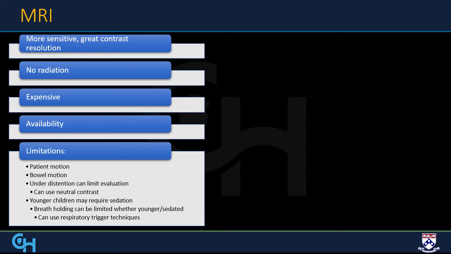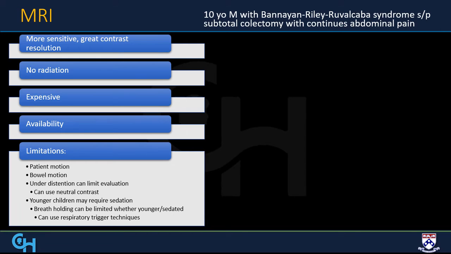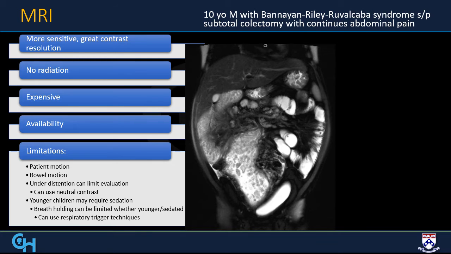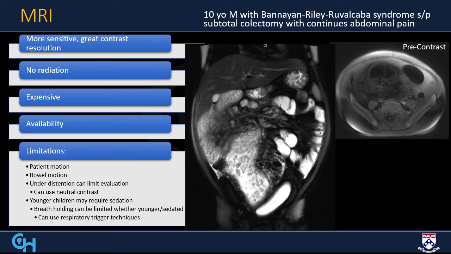Something to counteract that would be some respiratory triggers. So we're going to go back to that fluoroscopic image that we showed of the 10-year-old male with Bannayan-Riley-Ruvalcaba syndrome, and they ended up getting an MRI. We can see multiple low-intensity lesions throughout the distended loop of small bowel, corresponding to what we saw in the fluoroscopic image, compatible with a bunch of polyps.